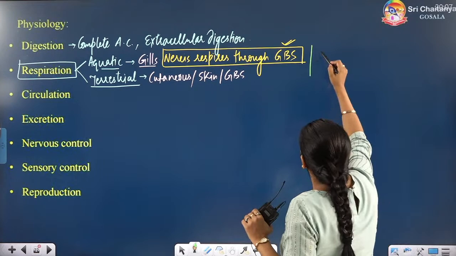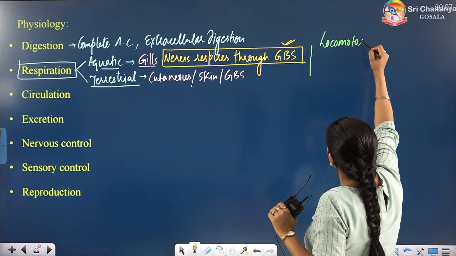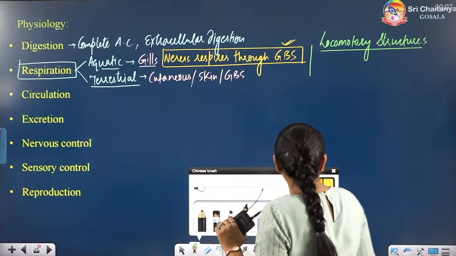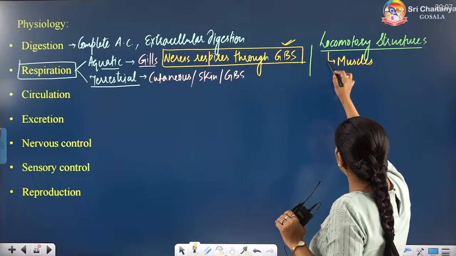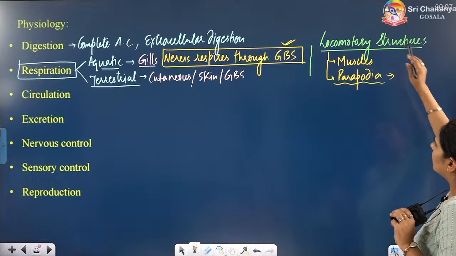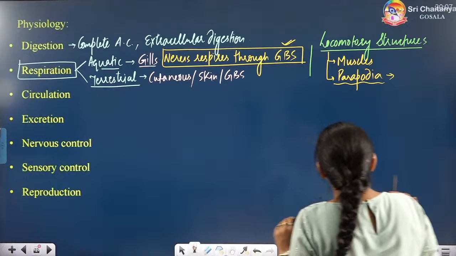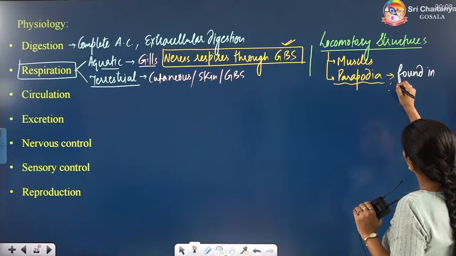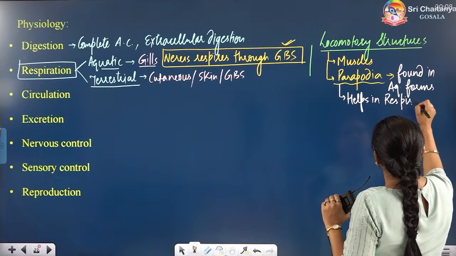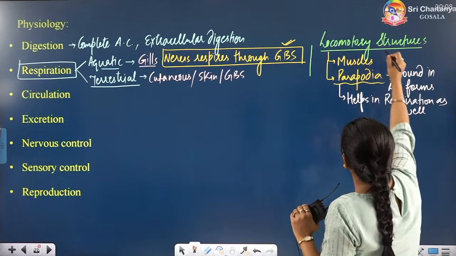So let me discuss the locomotory structures here. I have already talked about parapodia. I have already talked about muscles. So what are the locomotory structures here? The first locomotory structure is muscles. The second locomotory structure is, beta, parapodia. So here I can write that parapodia not only helps in locomotion, it also helps in the respiration. All right. And it is found in aquatic forms. Apart from locomotion, it also helps in respiration.